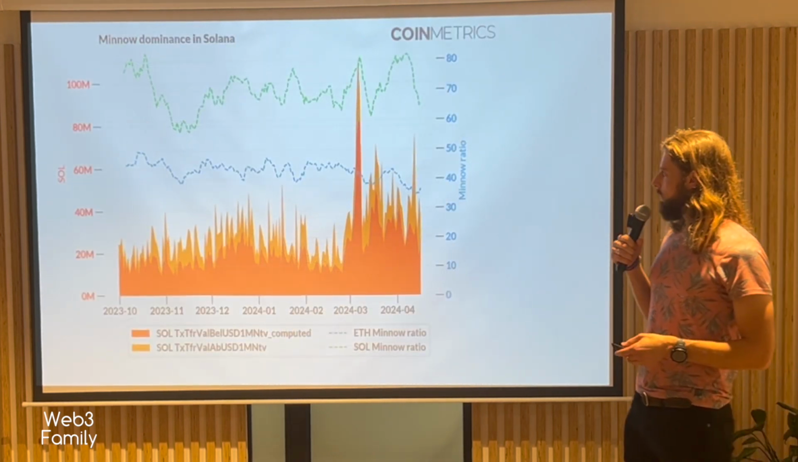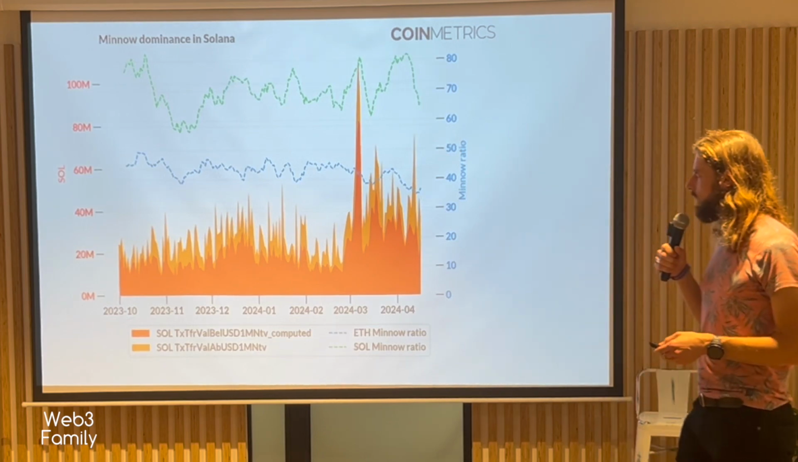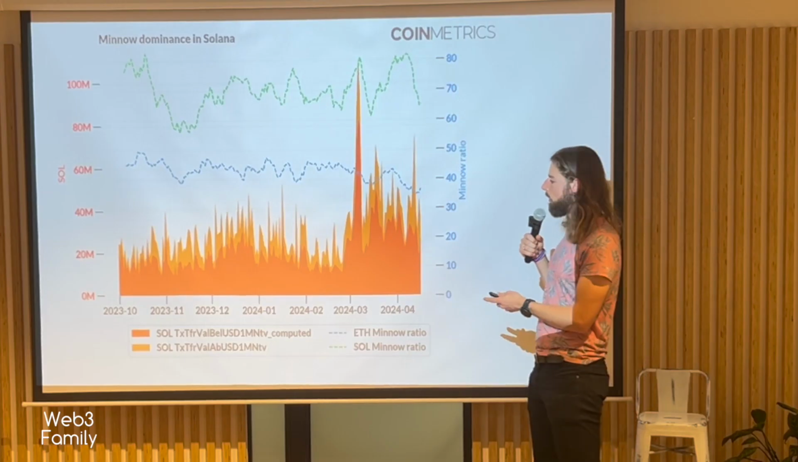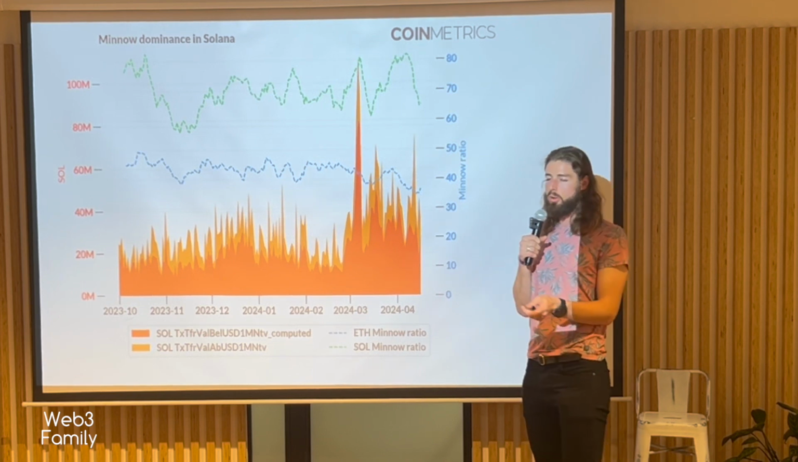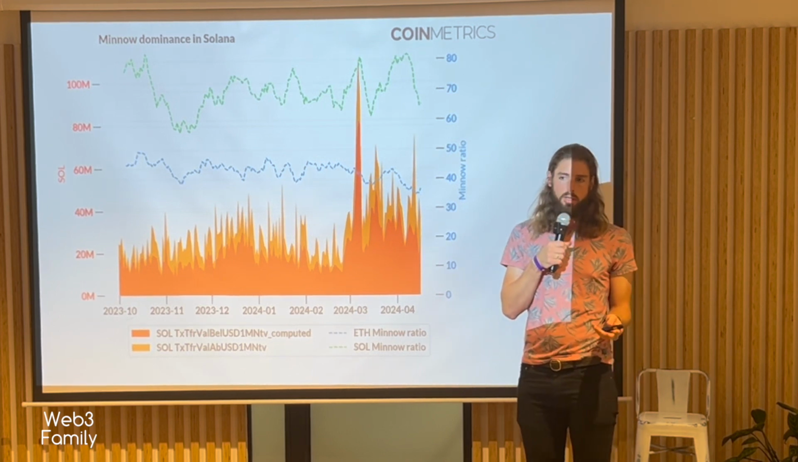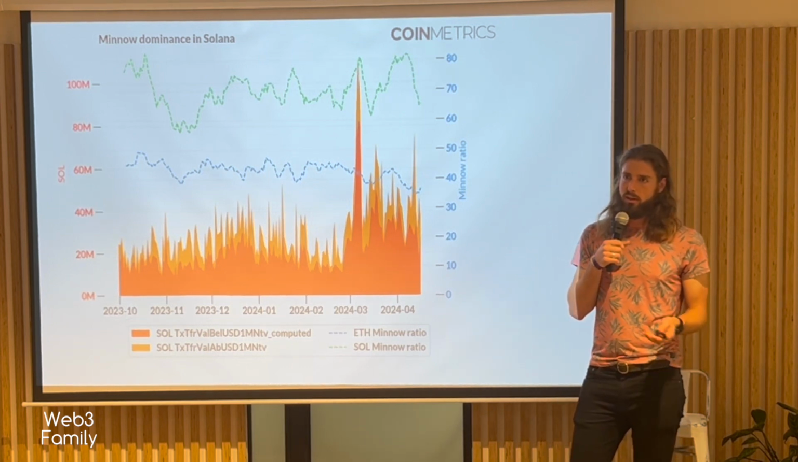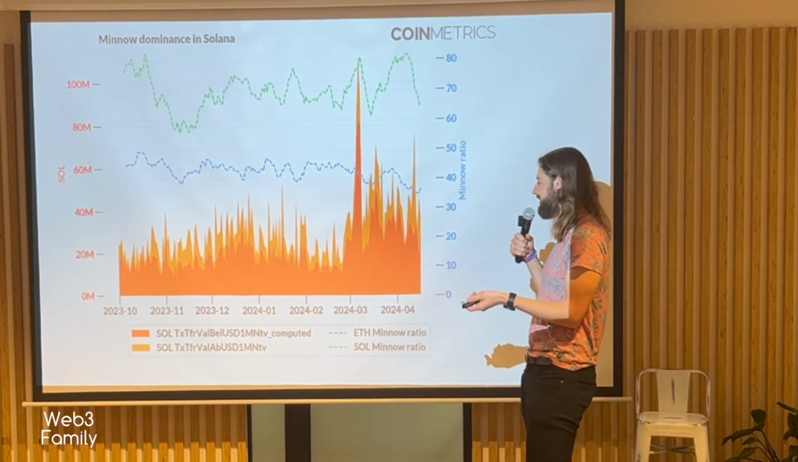Cool, this is the first graph. Here I'm comparing ETH and Solana in what I refer to as a minnow ratio. So we all know what a whale is. A minnow is the opposite. Here a whale is somebody who transfers more than $1 million in SOL, and a minnow is somebody who transfers less than $1 million in SOL. Pretty big minnows, but still.